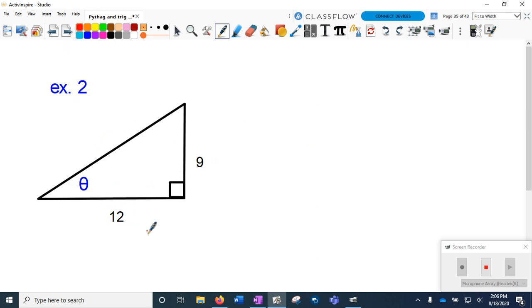We want to find theta. We want to figure out this value, okay? We want to know what angle is that? What's the value of that angle? Okay, so again, we label our triangle. We know that across from the 90 is the hypotenuse. Across from theta we call opposite. And next to theta we call adjacent. Let's call it ADJ.